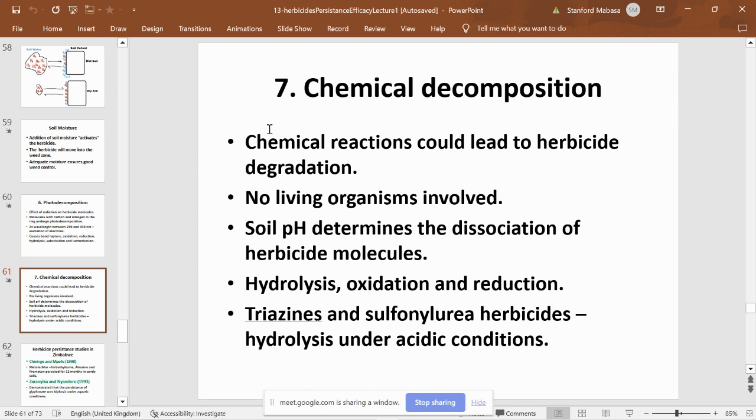Hydrolysis, oxidation, and reduction are some of the chemical reactions which can take place if you apply the herbicide on the soil surface. Herbicides such as triazines and sulfonylurea herbicides can undergo hydrolysis, especially under acidic conditions, where we can easily lose these herbicides. So that was the last process.